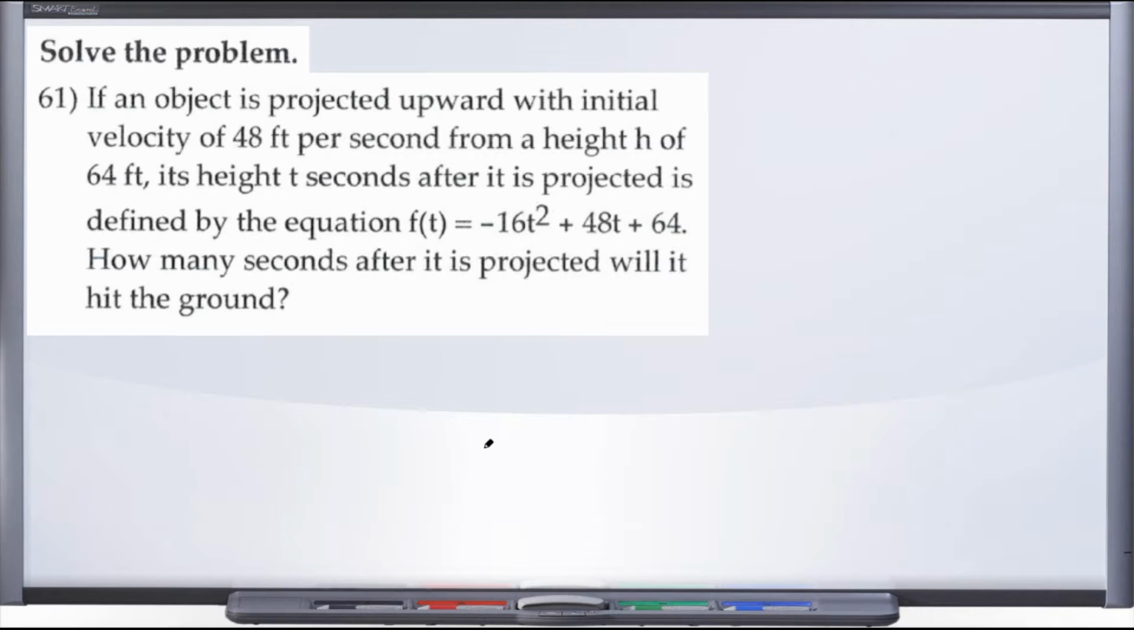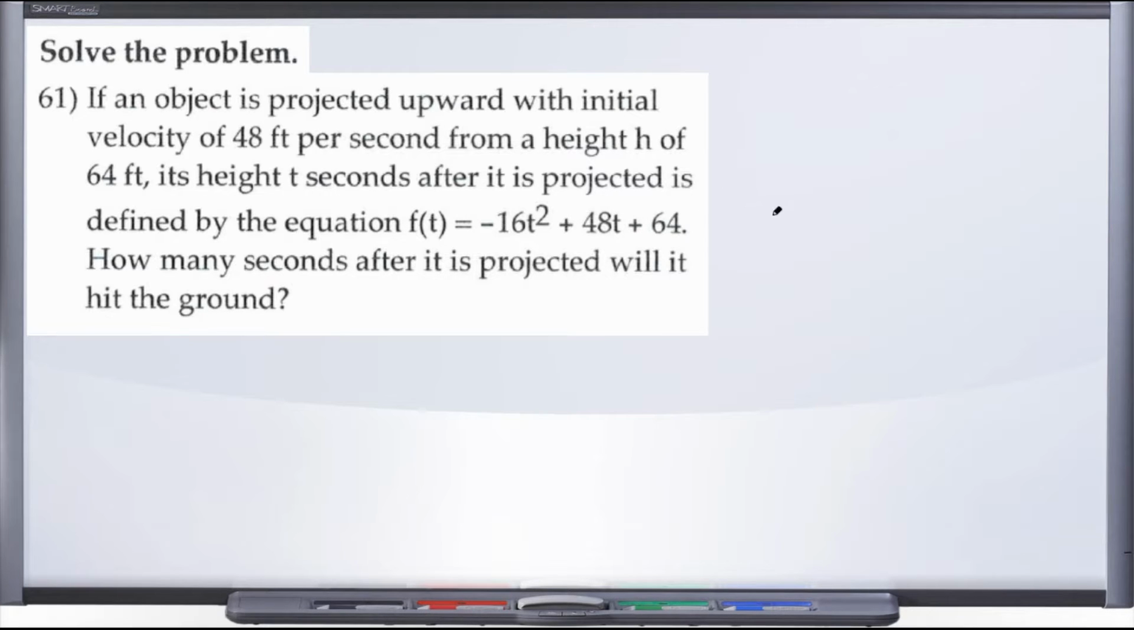And it says, if an object is projected upward with an initial velocity of 48 feet per second from a height h of 64 feet, its height t seconds after it is projected is defined by the equation f of t equals negative 16t squared plus 48t plus 64.